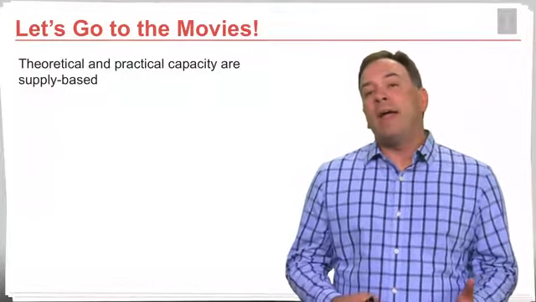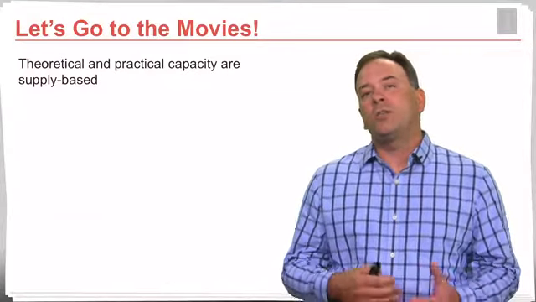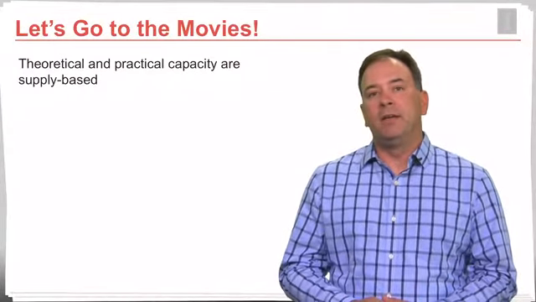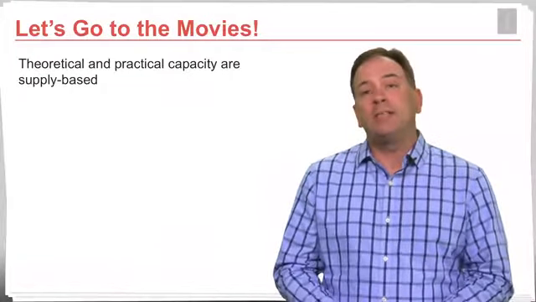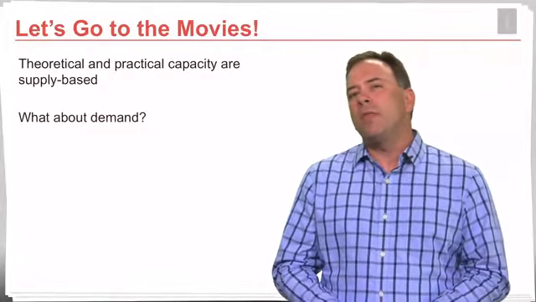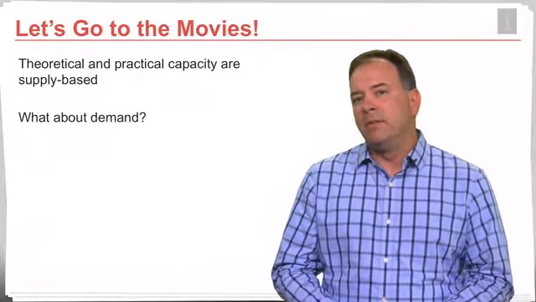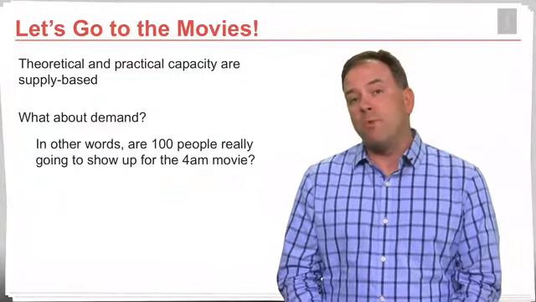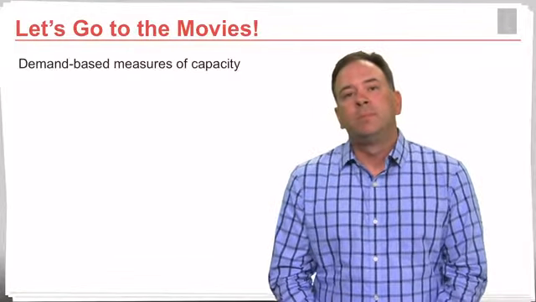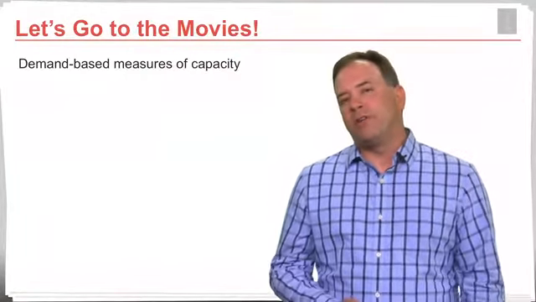Now, theoretical and practical capacity are supply-based measures of capacity. That means that's how many tickets in our movie theater that we could reasonably sell. But what about the number of tickets that are demanded? In other words, are 100 people going to show up for that 4 a.m. movie? So we have demand-based measures of capacity.